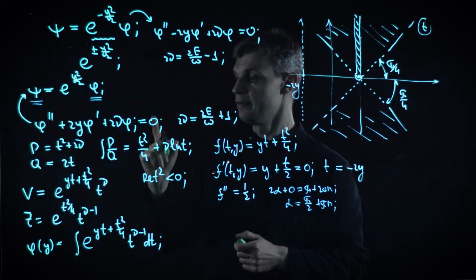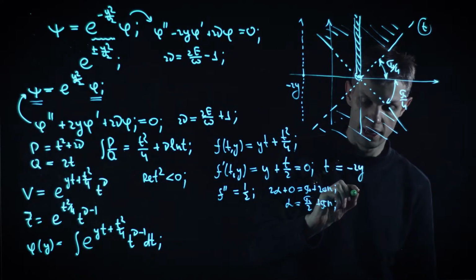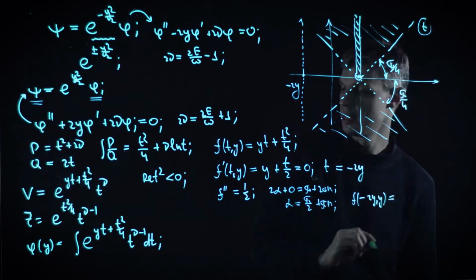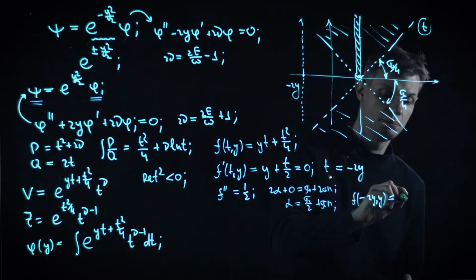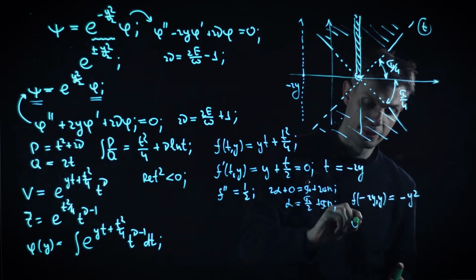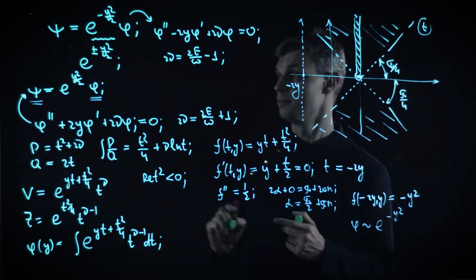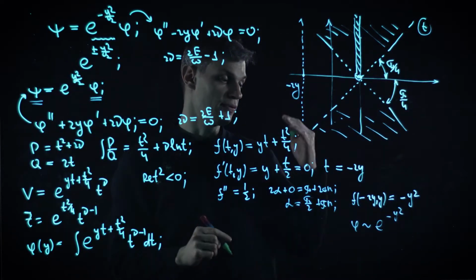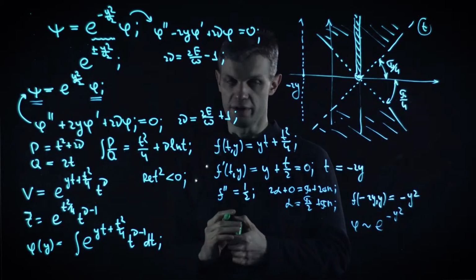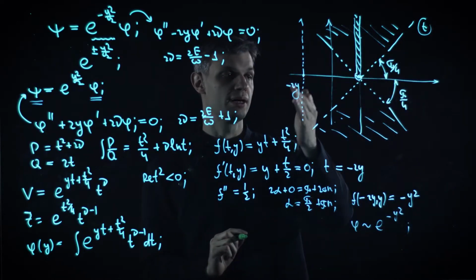So let's compute the value of our exponential at the saddle. So f of minus 2y is equal to minus y squared. So the whole solution will behave like e to minus y squared. And multiplied by e to y squared over 2, it will give us the normal decay of our original wave function, which is good. Now let's see what's going to happen if y becomes negative.